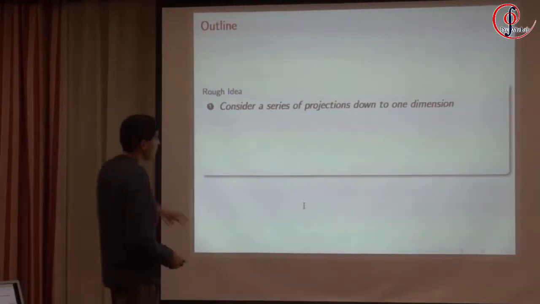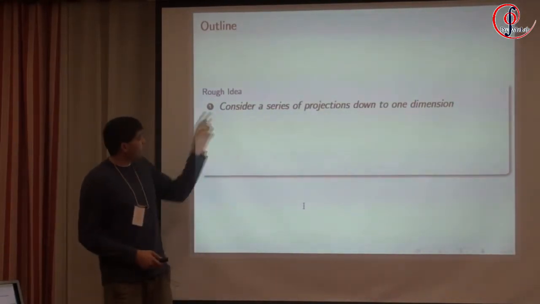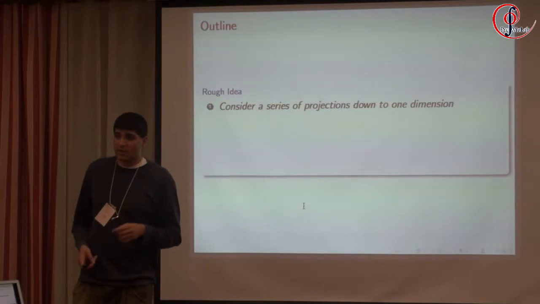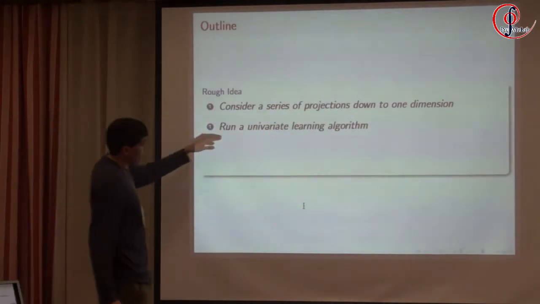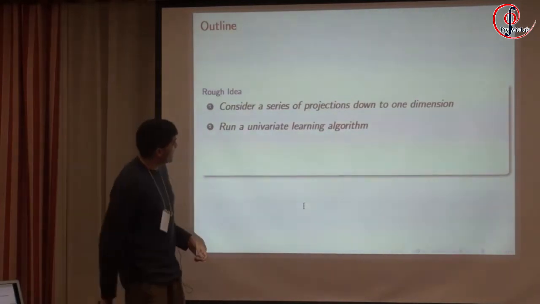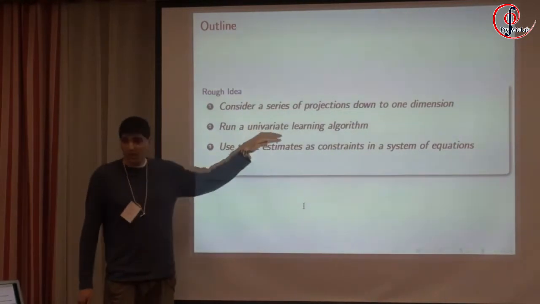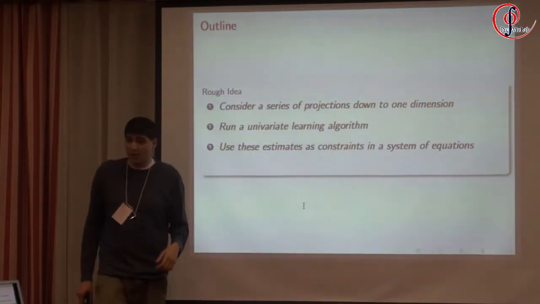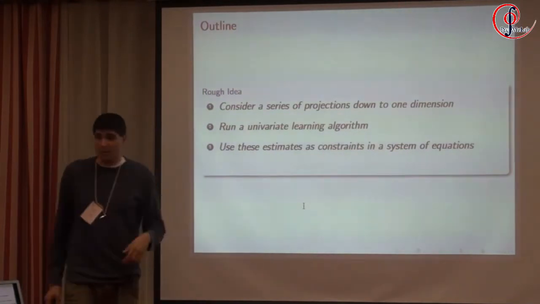So the idea is to take this high-dimensional learning problem, suppose we're in n dimensions, and to actually try and reduce it to a series of one-dimensional learning problems. And we're going to run a univariate learning algorithm, which I haven't specified. We'll have to give a new univariate learning algorithm. But the idea is that we'll be able to piece together these different instantiations of this univariate learning algorithm to actually get estimates on the higher dimensional parameters.